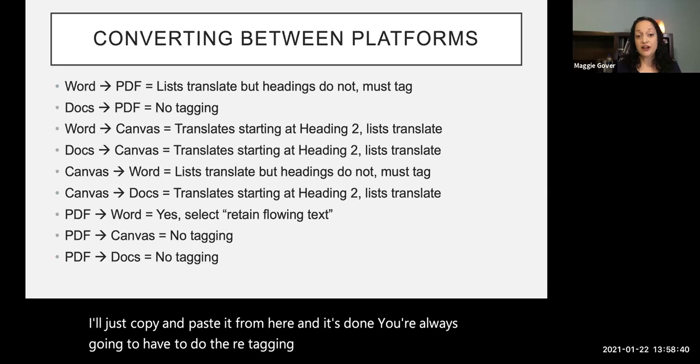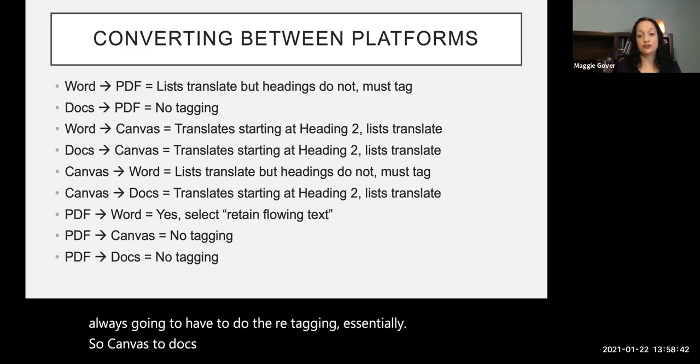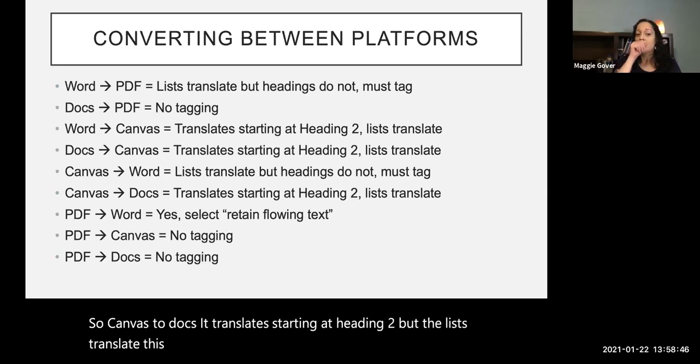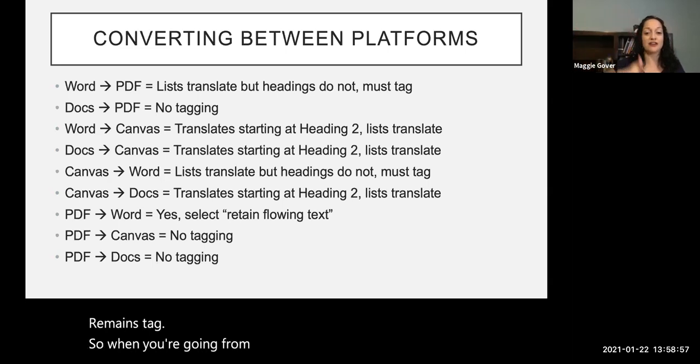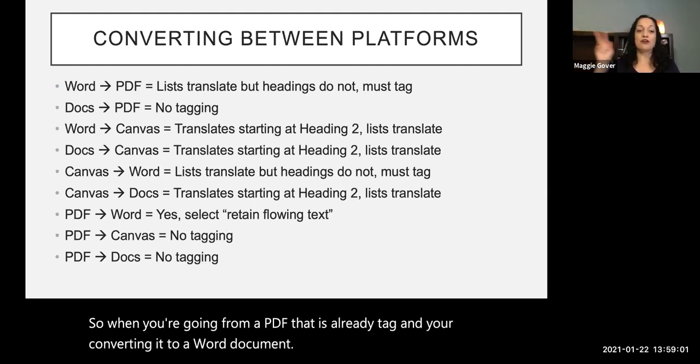So Canvas to Docs, it translates starting at heading 2, but the lists translate. This is the best one I found. PDF to Word, everything remains tagged. So when you're going from a PDF that is already tagged and you're converting it to a Word document, everything stays tagged. But there are 2 options.